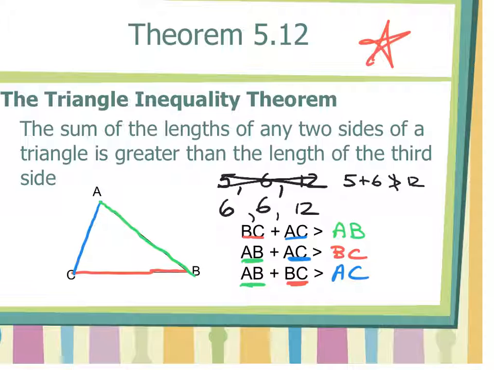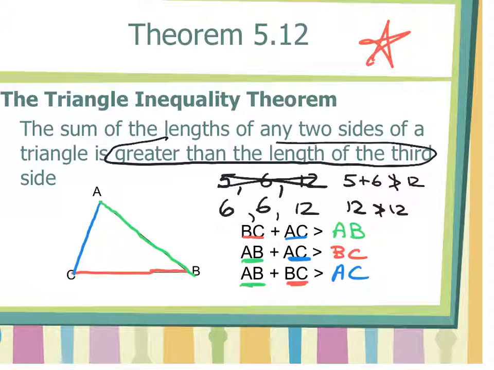Wait, 6 plus 6 is 12. It's not greater. 6 plus 6 is 12, and 12 is not greater than 12. It's equal to 12. So 6, 6, and 12 will not work either. It has to be greater. Those 2 sides have to be greater than the third side. So that is the key thing. They cannot be equal. It has to be greater than the third side. Not equal, not less than, greater than.